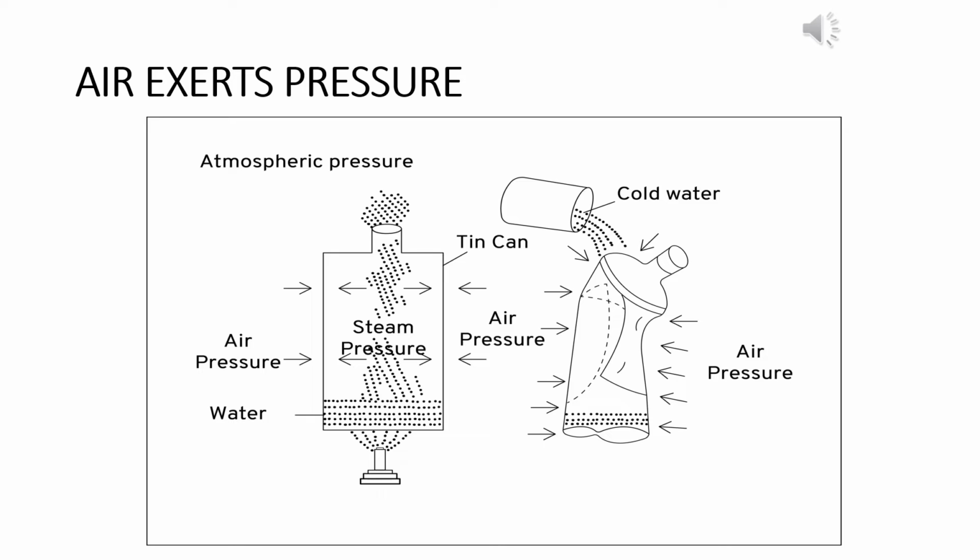When the outside air pressure becomes higher than the inside air pressure, the outside pressure crumples the tin can, and from this experiment and activity we can say that air exerts pressure.